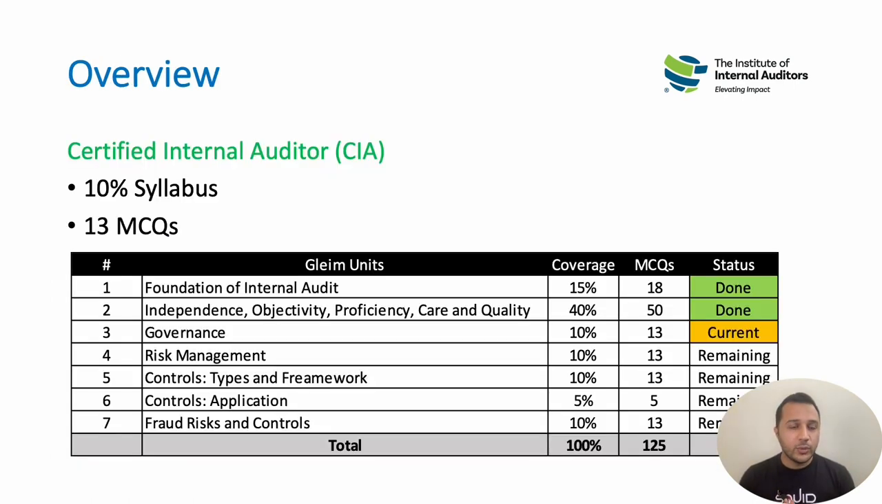So here we are with the overall snapshot of what we have covered, what we will be covering today, and what is remaining. In the CIA Part 1 course, governance in itself covers around 10% of the entire syllabus, which means approximately 13 MCQs out of 125 MCQs in the exam will appear from this unit. It's very simple. All you need to do is develop the basic understanding and then apply those concepts in different scenarios in the MCQs.